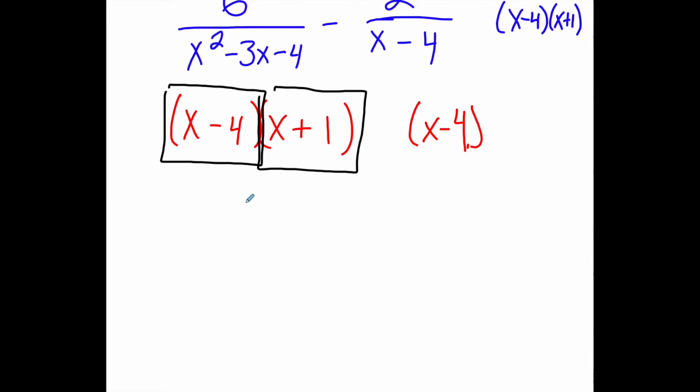All right, so remember next, folks, we're going to rewrite with everything factored. We can do this because writing x squared minus 3x minus 4 is equivalent to writing x minus 4 times x plus 1.